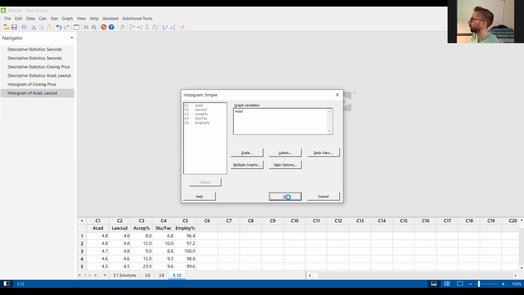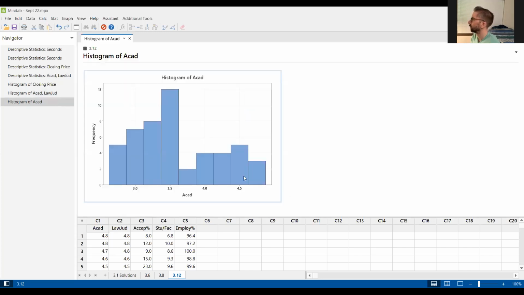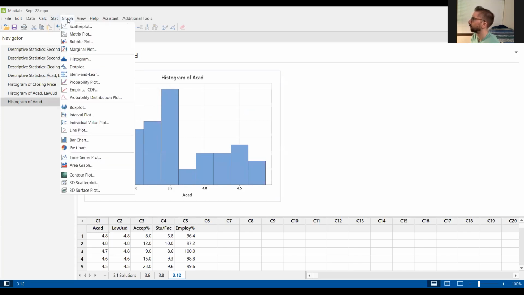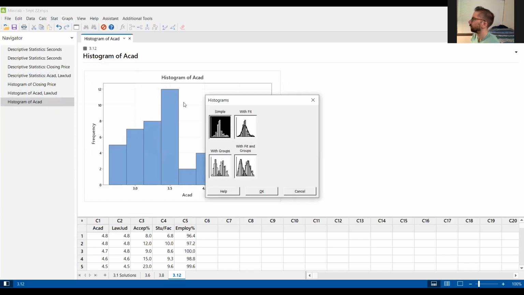Here's the academic one. All right, and let's look at the other one. This is the larger skewness. And then let's do another one, another histogram for the other one.